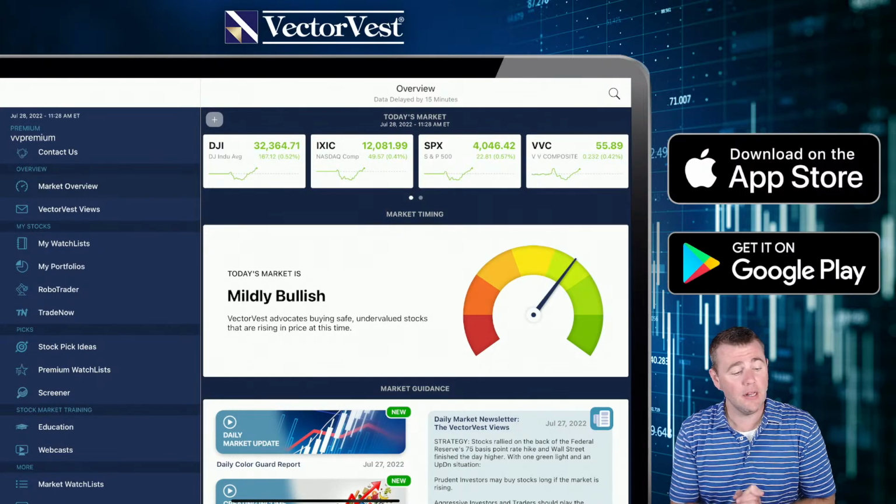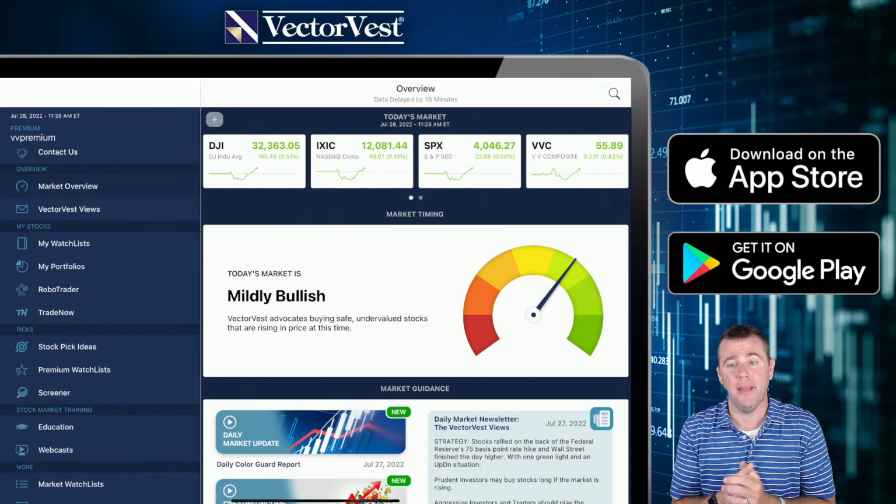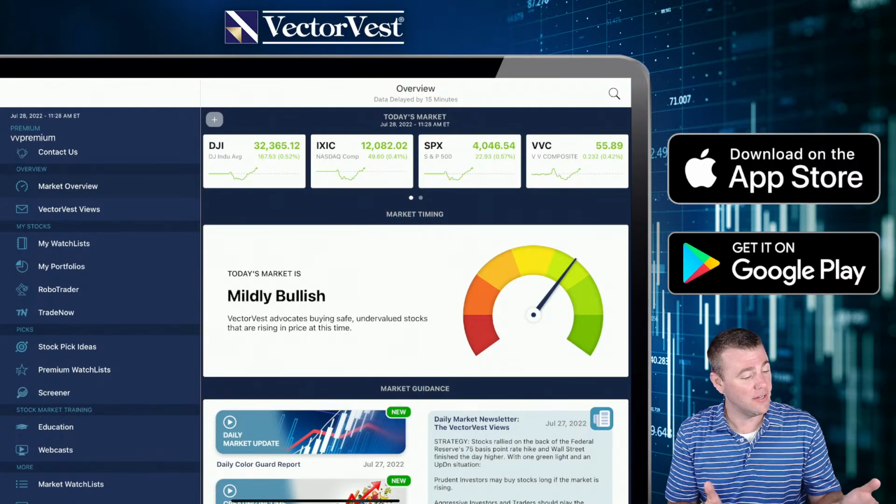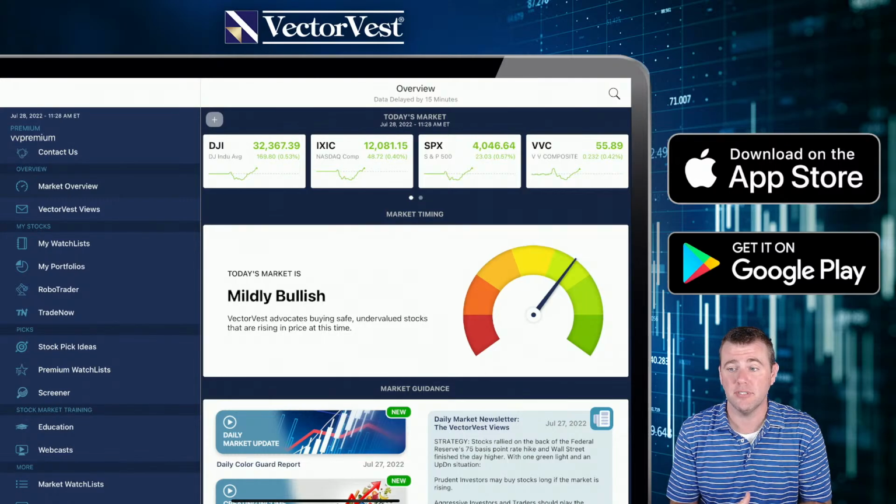All right, taking a look at the major indices. Wow, man, in a matter of an hour or so, how things have changed. The Dow is now up about 0.5%. NASDAQ is up 0.4%. S&P 500 is up about 0.6%. VectorVest Composite up about 0.4%.